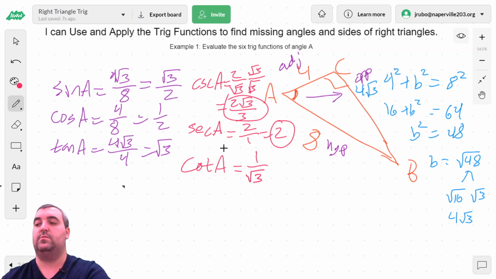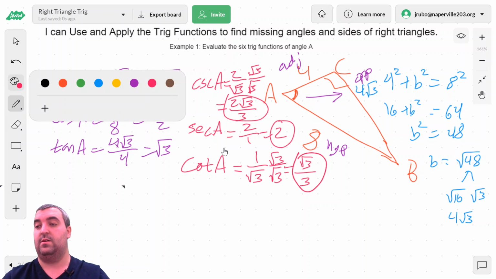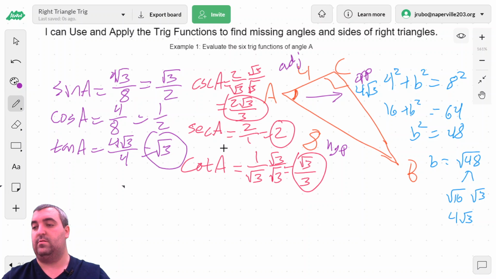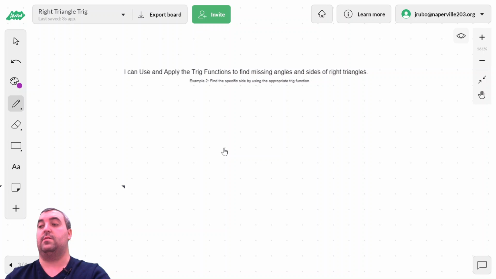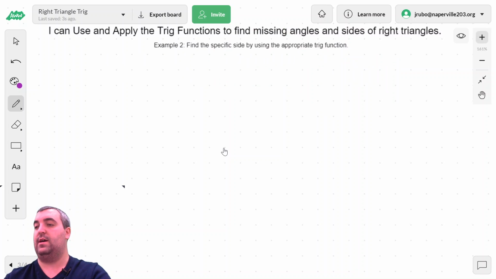Well, if it's not a fraction, you put it over 1 and you flip it. But just like with cosecant, we don't like the roots in the bottom, so you multiply by root 3 over root 3 to get root 3 over root 3. So yeah, there's our 6 trig functions. If you're asked to find all 6, you just need to know all 3 sides, and then you're doing some SOHCAHTOA.